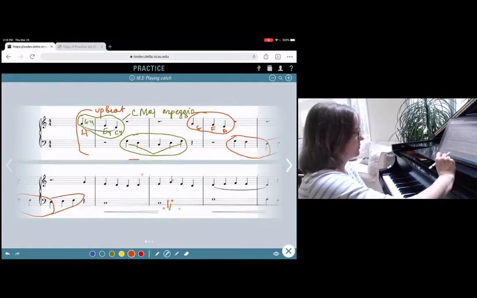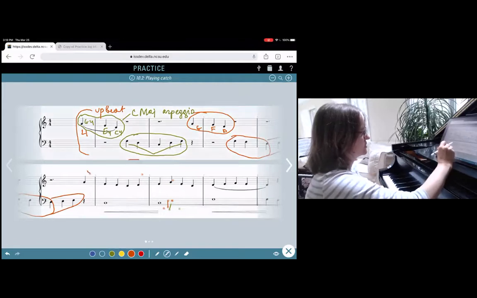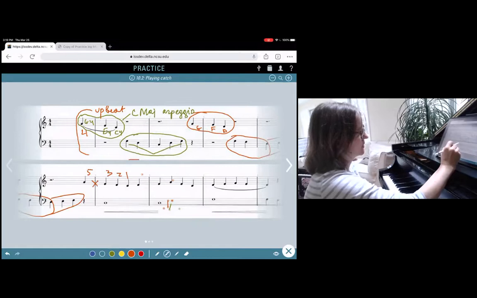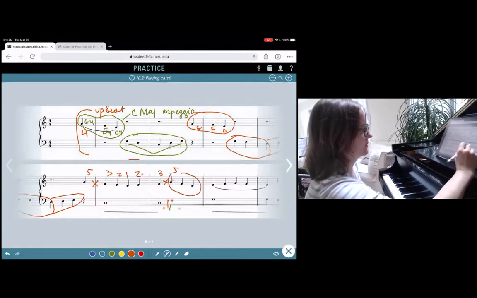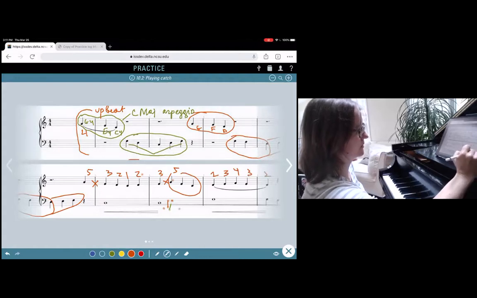And then the right hand sort of launches on the melody. We get a skip here, and then it keeps going down, up, and then again a skip. Oh, here we have a C major chord again, and then kind of a scalar motion up and down.